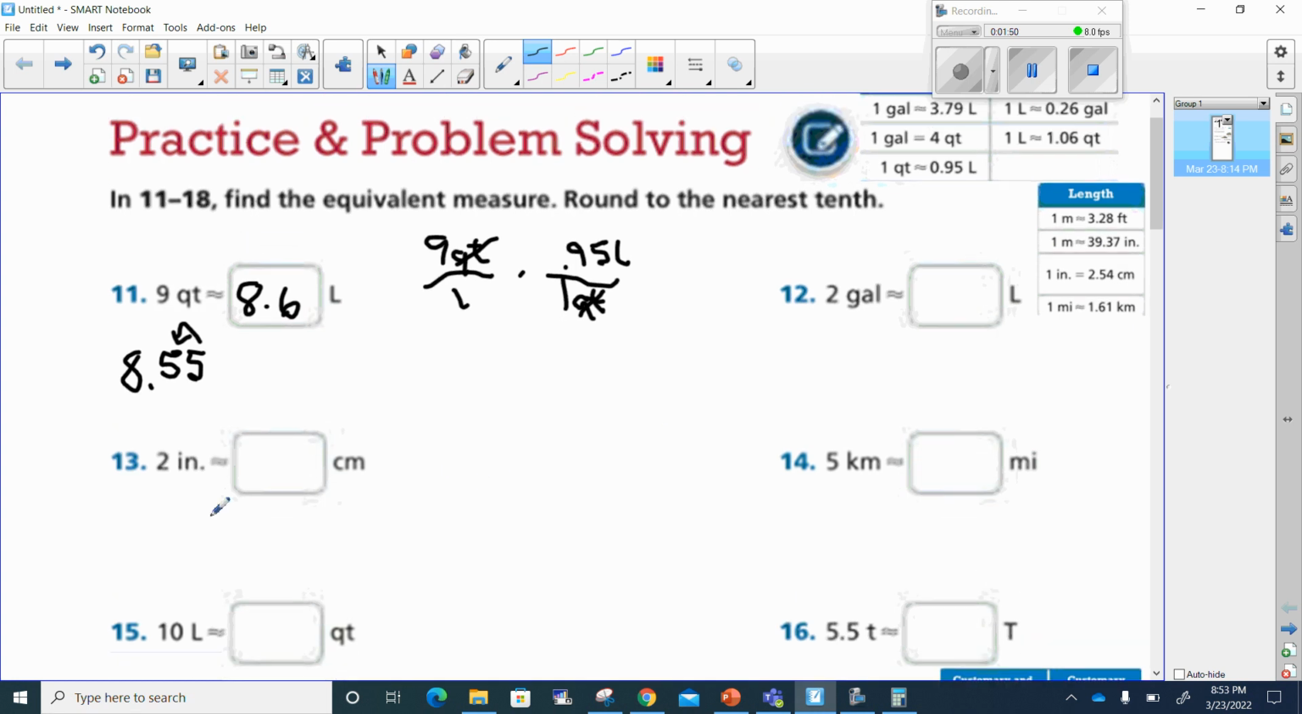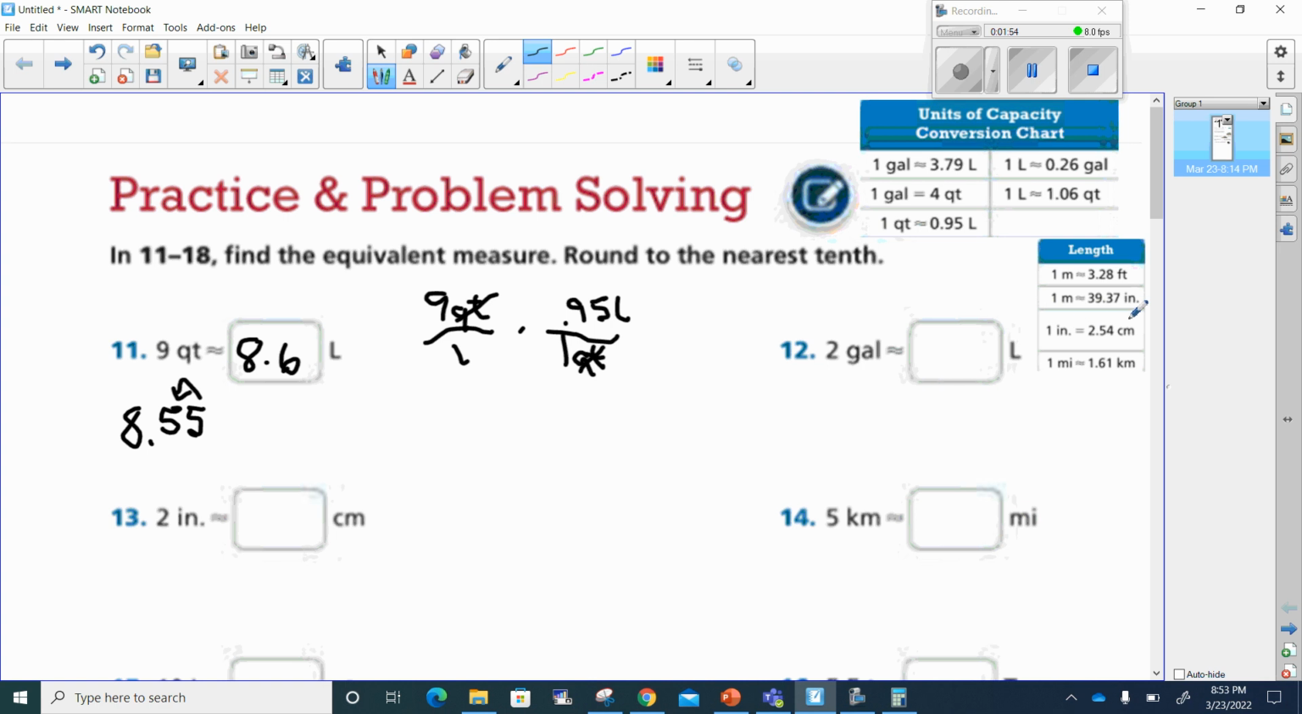Number 13 has inches and centimeters. So I grabbed my inches to centimeter here. 1 inch equals 2.54 centimeters. And since I'm taking 2 inches, I put that over 1. And then I'm going to put my inches on the bottom. My inches is 1 inch. That has to equal 2.54 centimeters.